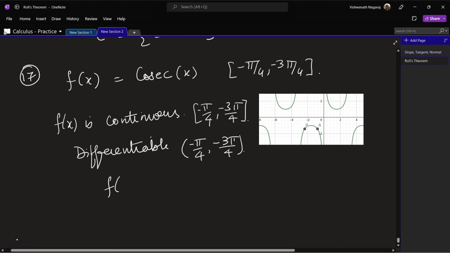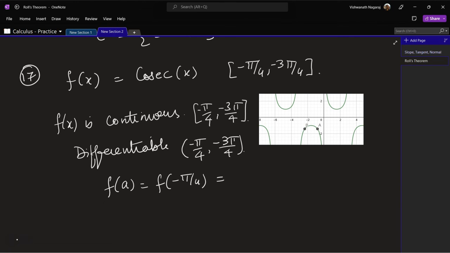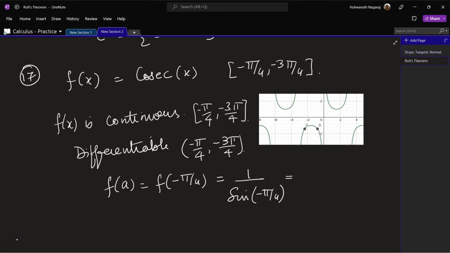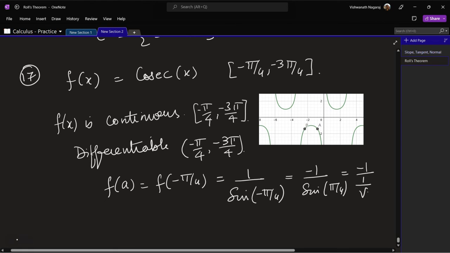Now let's figure out f of a, which is f of minus pi by 4, which is equal to cosec, which is 1 by sine of minus pi by 4. Sine of minus theta is minus sine theta, so minus 1 by sine pi by 4. Now sine pi by 4 is what? 1 by root 2, which gives us minus root 2.